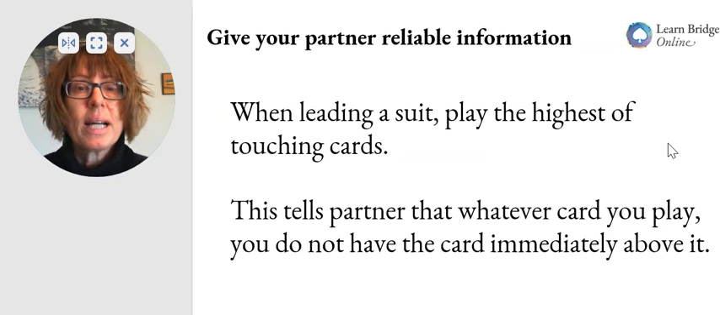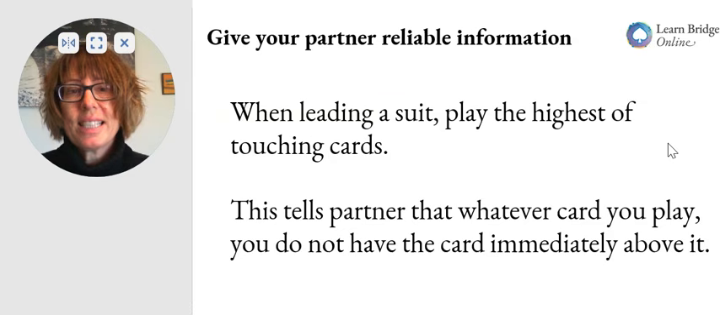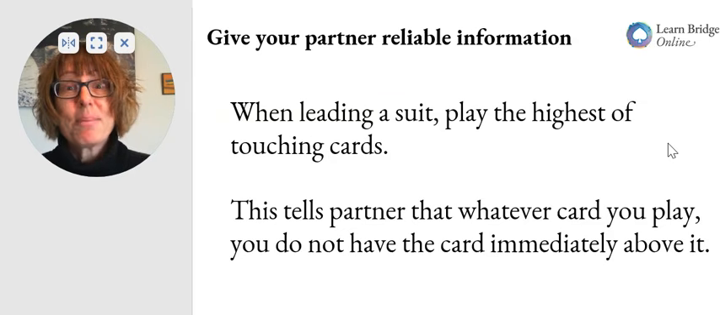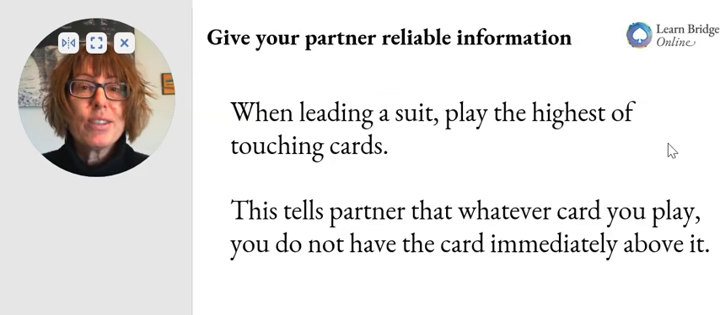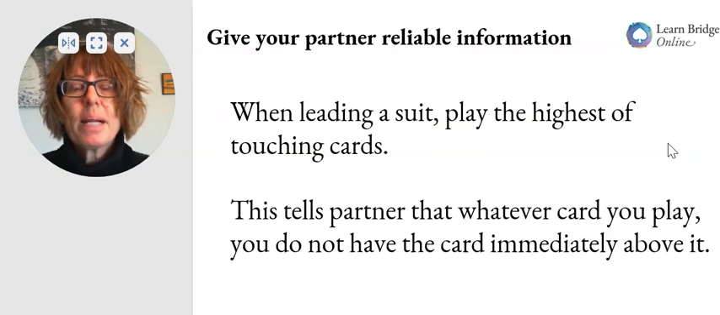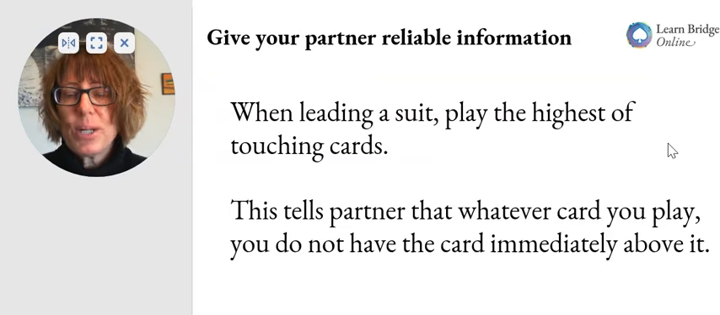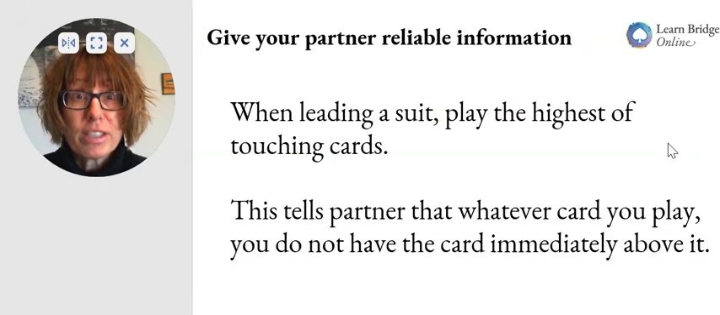Here's the second way, and it's when you're leading a suit. And it's the opposite, just to make it a little bit confusing, but there are good reasons why it's the opposite. When leading a suit, we play the highest of touching cards. This tells partner that whatever card you play, you do not have the card immediately above it.